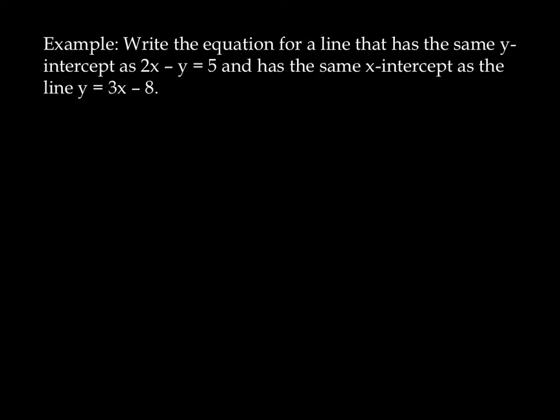Next, I'd like you to try this one on for size. It's a tough one. It says write the equation for a line that has the same y-intercept as 2x minus y equals 5 and the same x-intercept as the line y equals 3x minus 8. Go ahead and pause and see what clues you can pull out of each of those. I'll start in 1 second.